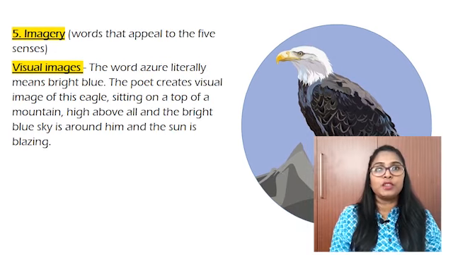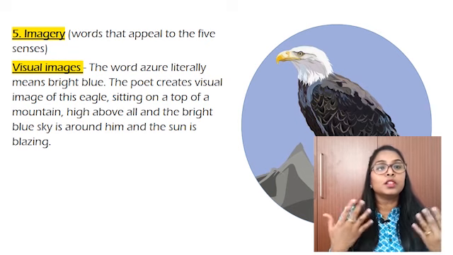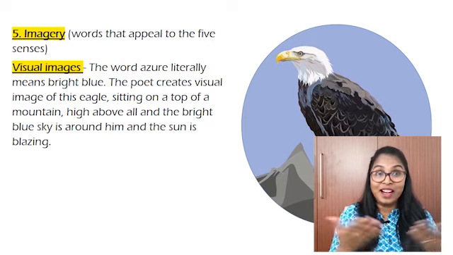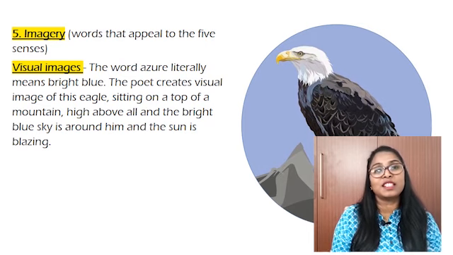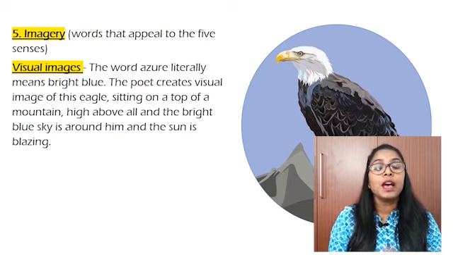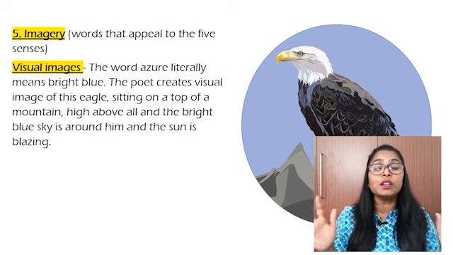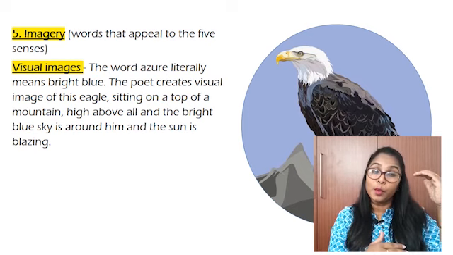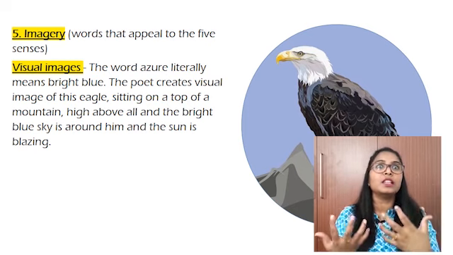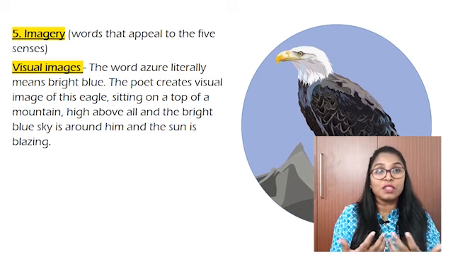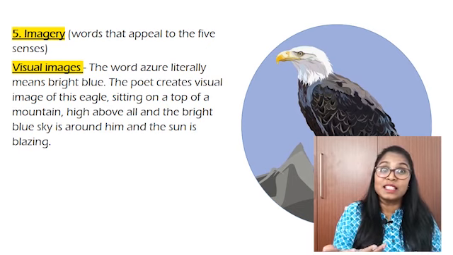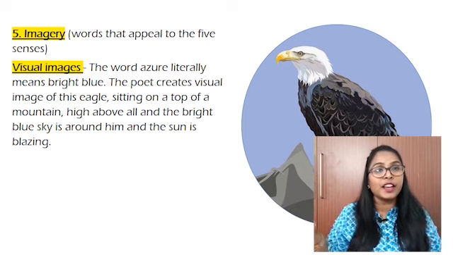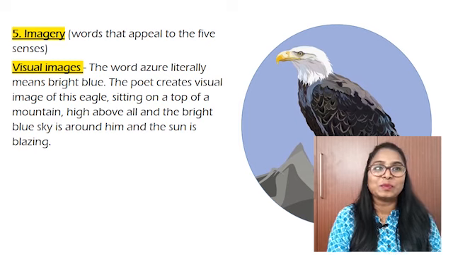There are a lot of imagery words which have been used in the poem. The word azure itself means sky blue. Our sky is in blue color, which is represented by the word azure in the poem. And the poet also creates visual images of the eagle, that it is sitting on the high top of the mountain and it is very close to the sun, which depicts that our eagle has so much power that the entire world belongs to him.